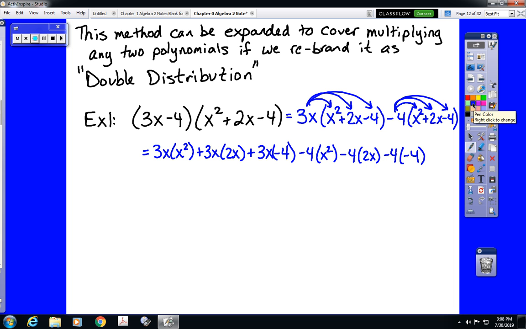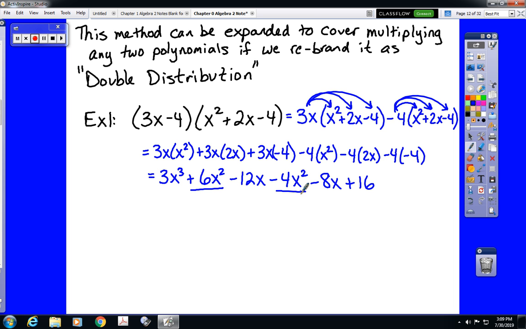So that would give us 3x cubed plus 6x squared minus 12x minus 4x squared minus 8x plus 16. All I did there was multiply each of these monomials. Then we look for like terms. We should have a couple sets in theory. We have two sets, and we add those together.